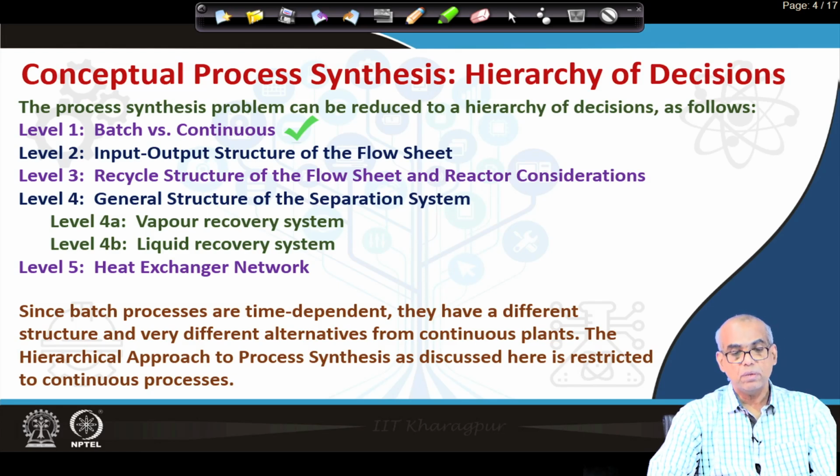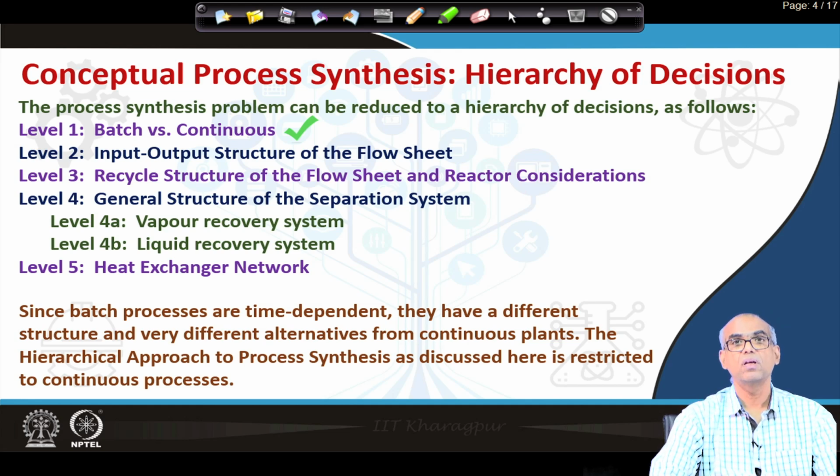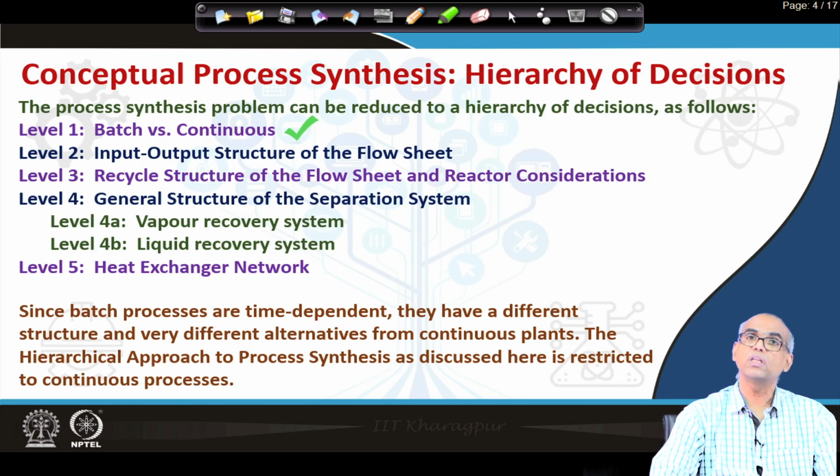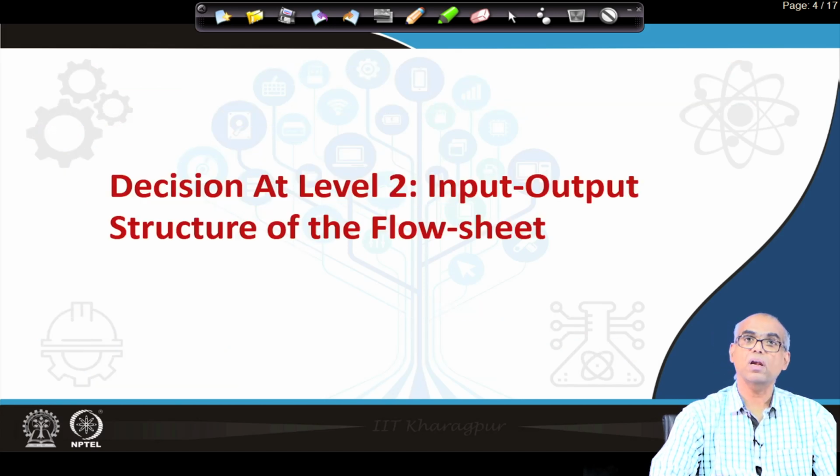Now, we have talked about batch versus continuous processes, that is decisions at level 1. Since batch processes are time dependent, they have a different structure and very different alternatives from continuous plants. So, the hierarchical approach to process synthesis, as we discuss here, is essentially restricted to continuous processes. So, today we will look at level 2 decisions, which is about input output structure of the flow sheet.